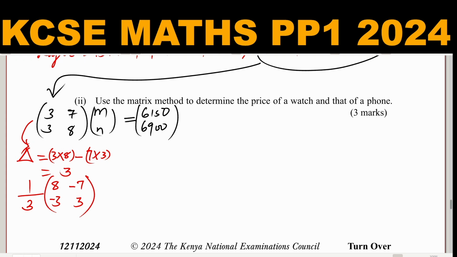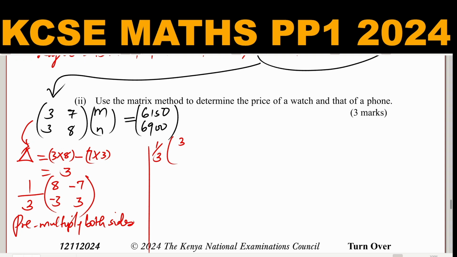After getting the inverse, you pre-multiply both sides of the equation by that inverse. So on the left hand side, the inverse is 8, negative 3, negative 7, 3. We have 3, 3, 7, 8. We have M, N.